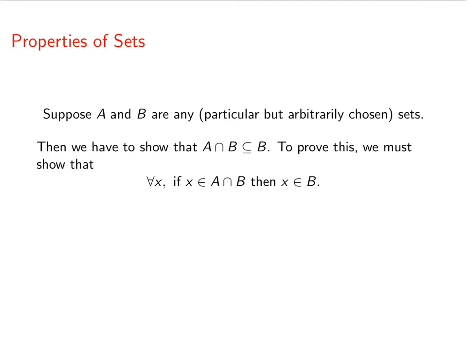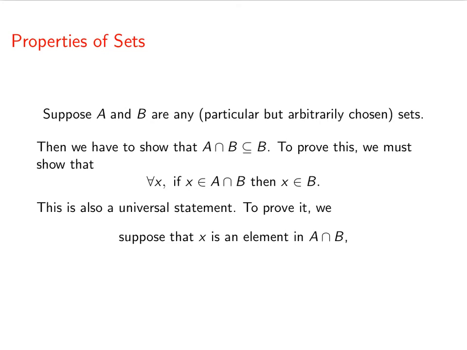So now we need to prove that for all X, if X is an element of A intersect B, then X is an element of B. Why do we need to prove this? Well, that's the definition of what it means to be a subset. Now this is also a universal statement. See here the for all. So to prove it, we're going to suppose that X is an element of A intersect B. That is a particular but arbitrarily chosen value of X. Then we want to show that X is in B.